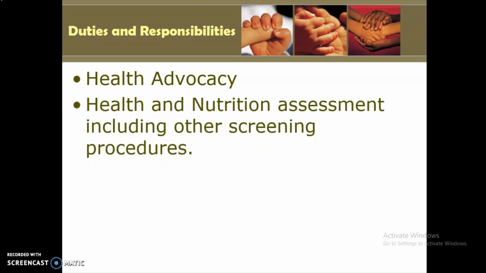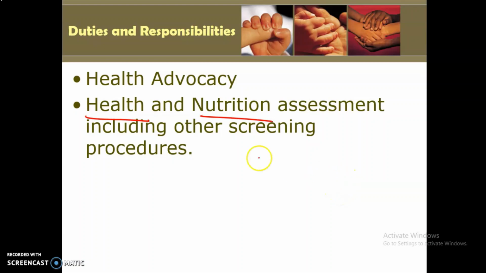Another one is health and nutrition assessment. Health and nutrition assessment perhaps is one of the major responsibilities of a school nurse, especially since our focus is majority children.